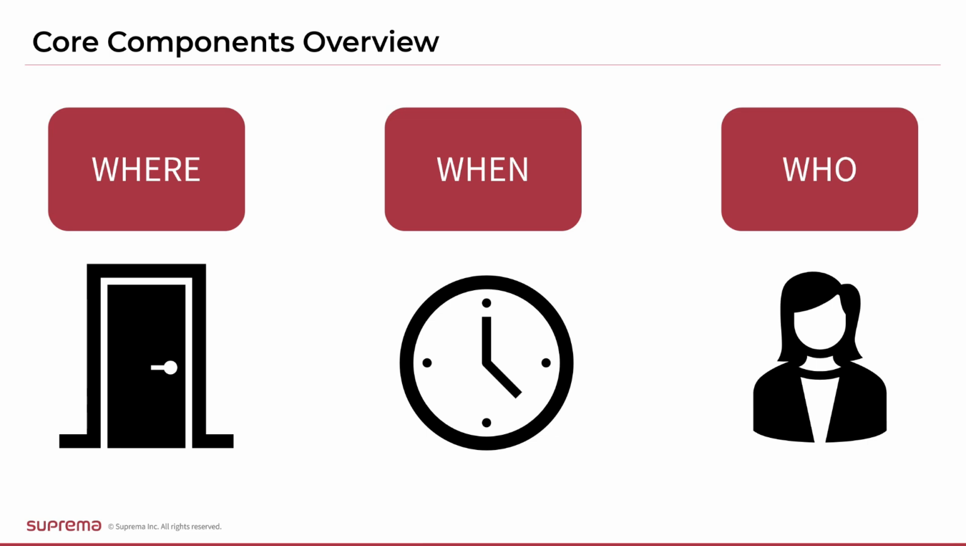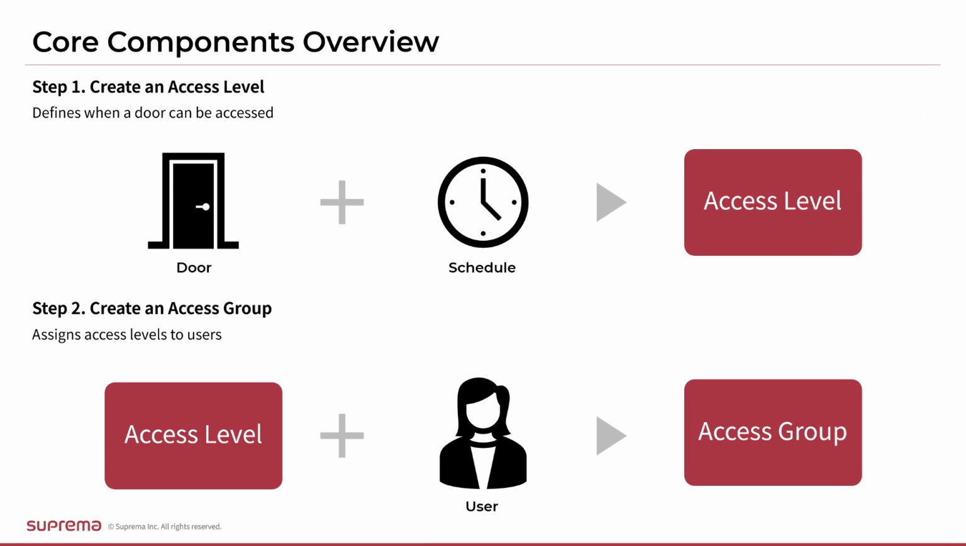In the Suprema system, we connect these concepts through the door, schedule, and user features. In Suprema's access control, components are organized in the flow you see here. We start with the door, which represents where a user can access, and the schedule, which defines when access is allowed. These 2 are combined into an access level, which defines which door can be accessed and during what time.